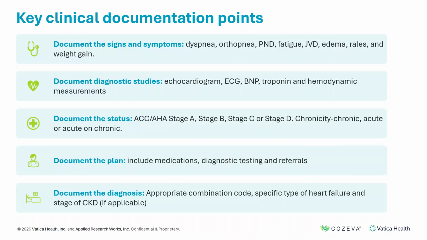Document the status of the heart failure. You can describe it using the ACC-AHA stages on a continuum from those at risk to those with advanced heart failure, and document the acuity. Is it chronic, acute, or acute on chronic? Finally, document the treatment plan. Include guideline-directed medical therapy, medication changes, any diagnostic testing, referrals, and follow-up.